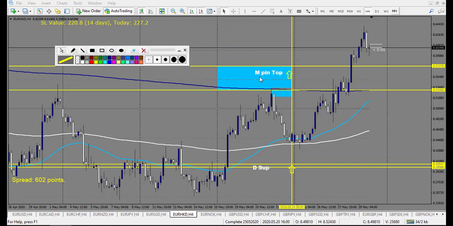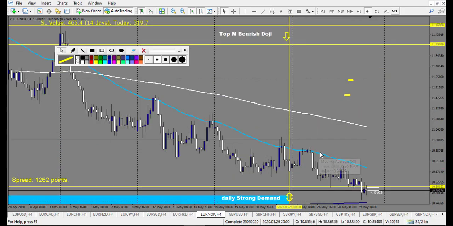So this monthly pin bar top right here, we want to buy it. So what happened there? Price broke, made this doji and engulfing, and it's a winning buying setup. Euro Knock.